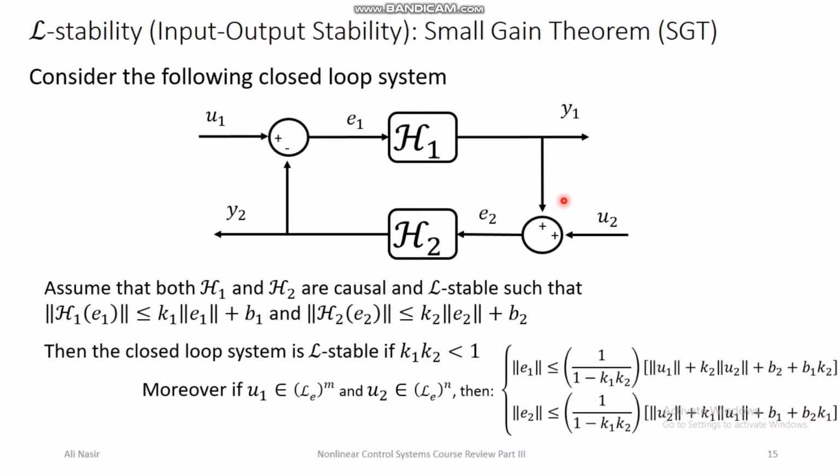So this is the small gain theorem, which helps us in determining whether a feedback combination of two individually input output stable systems is indeed input output stable or not. And it turns out that if the product of the gains of these two individually stable systems is less than 1, then the feedback combination of these systems is also input output stable.